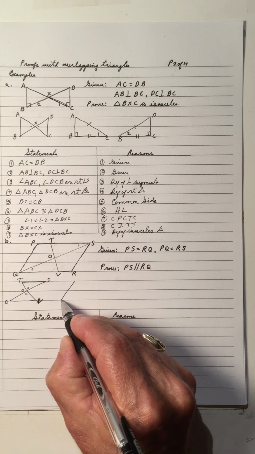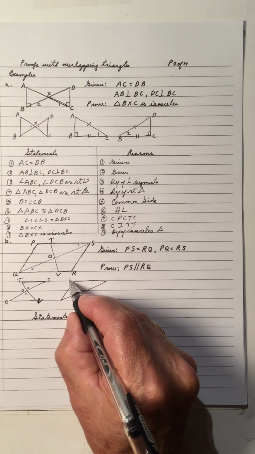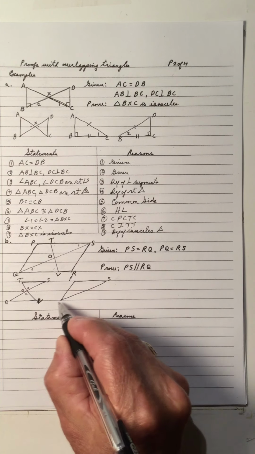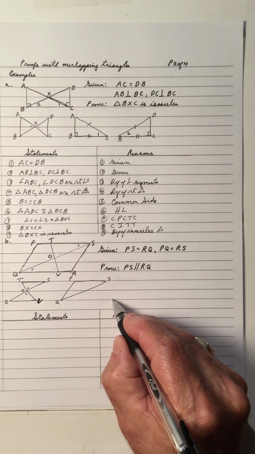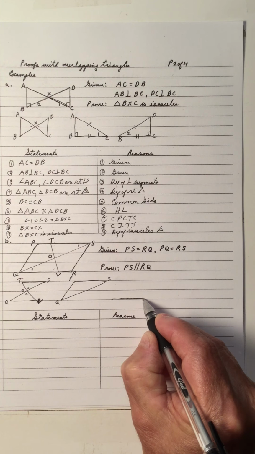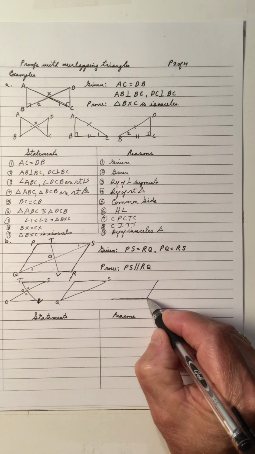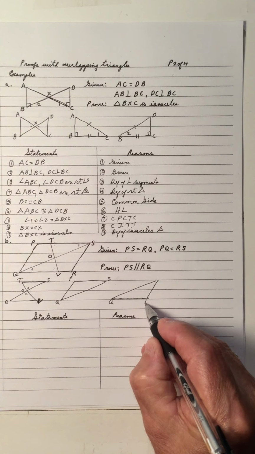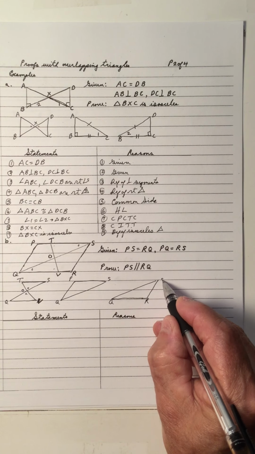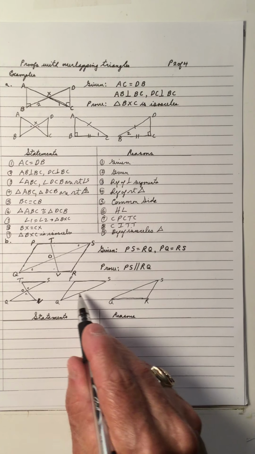So let's look for another pair. We have triangle PSQ and we have triangle QRS, which is this one. Notice I'm drawing them separately so you can see it. Now I can't use the first two, I'm going to use these two.